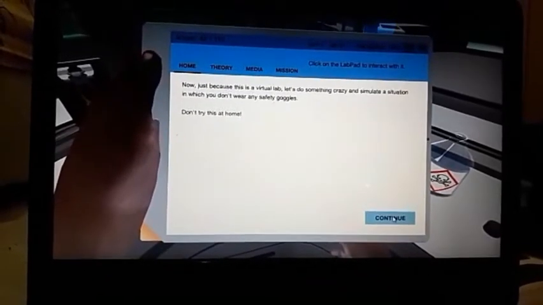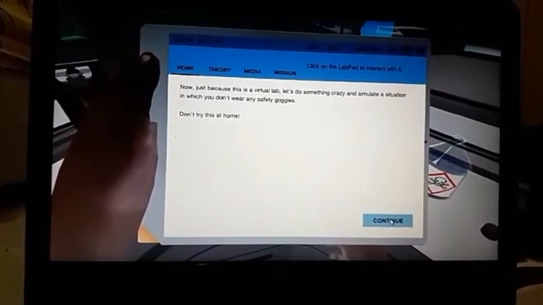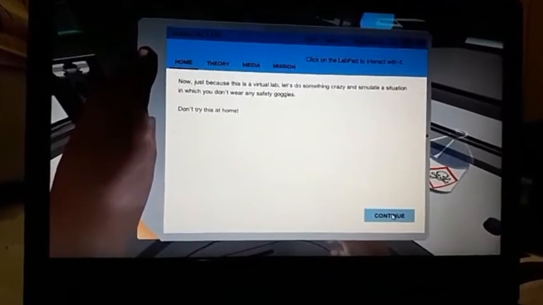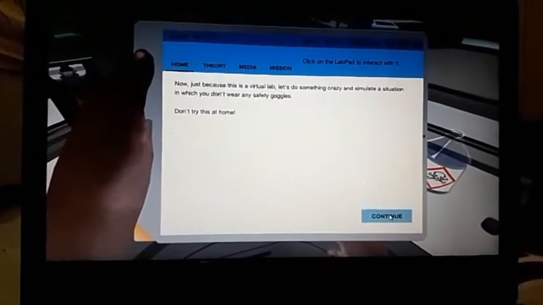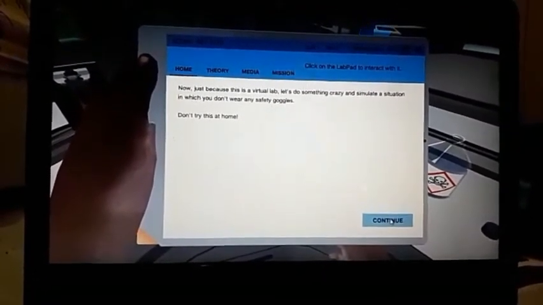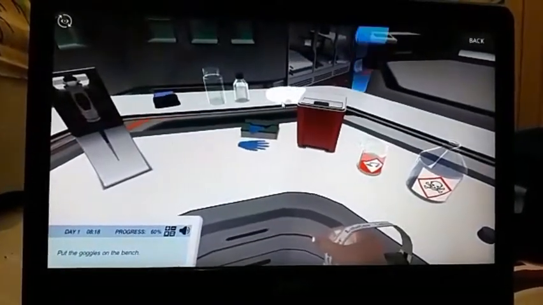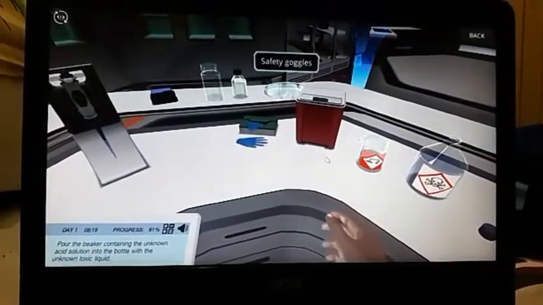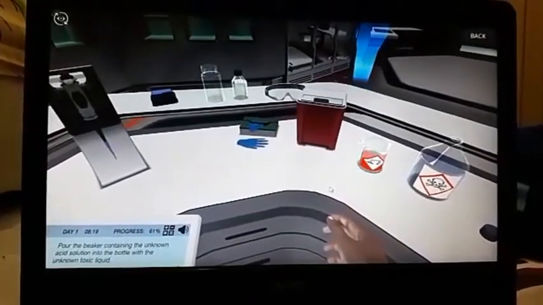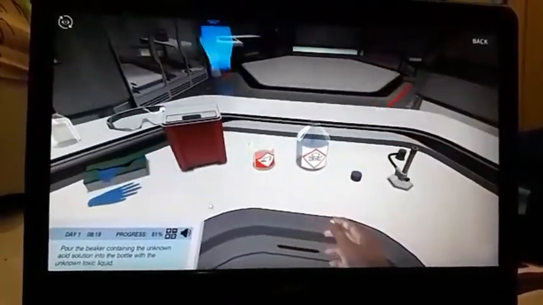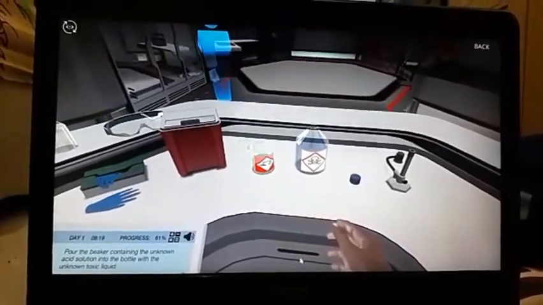Now, just because this is a virtual lab, let's do something crazy and simulate a situation in which you don't wear any safety goggles. Don't try this at home. Put the goggles on the bench. Pour the beaker containing the unknown acid solution into the bottle with the unknown toxic liquid. Like I said, don't ever try this at home.